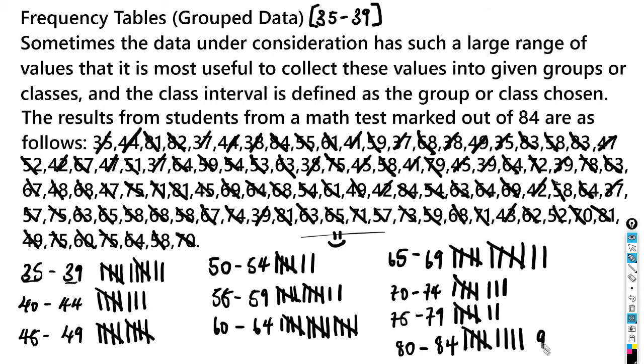All right, so let's put them: 9, 7, 8, 12, 15, 12, 7, 10, 8, and 12.